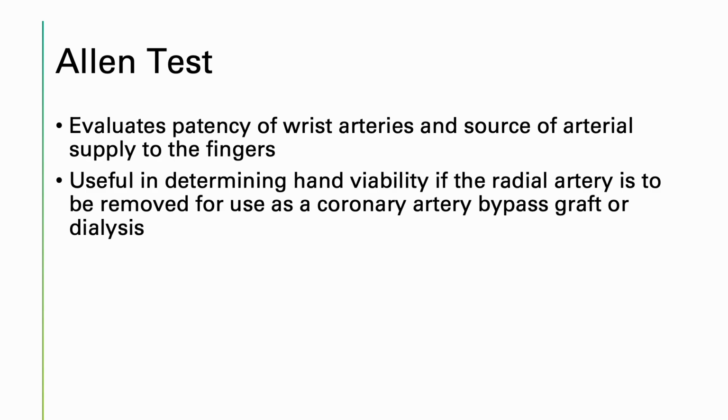So you're going to check the patency of the wrist arteries. That's your goal. By patency means check to make sure that it's open, patent. And you're getting good blood supply to the fingers. And again, useful in determining hand viability of the radial artery if the radial artery is to be removed for use as coronary artery bypass graft or dialysis.